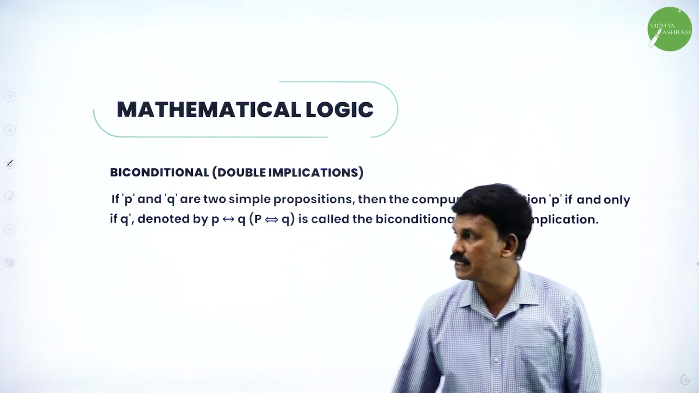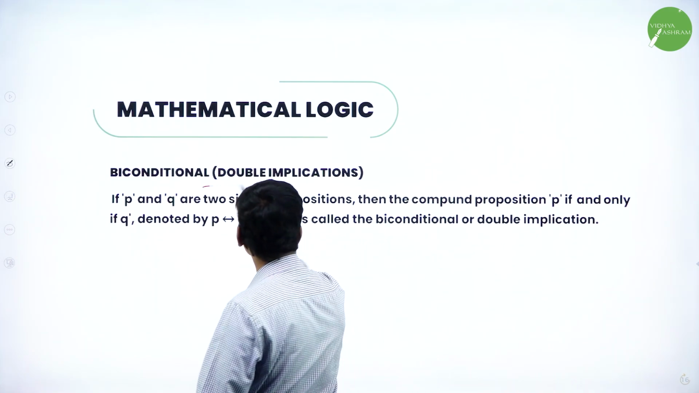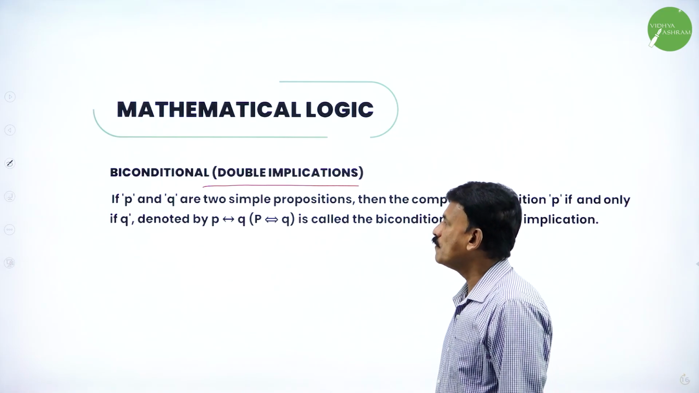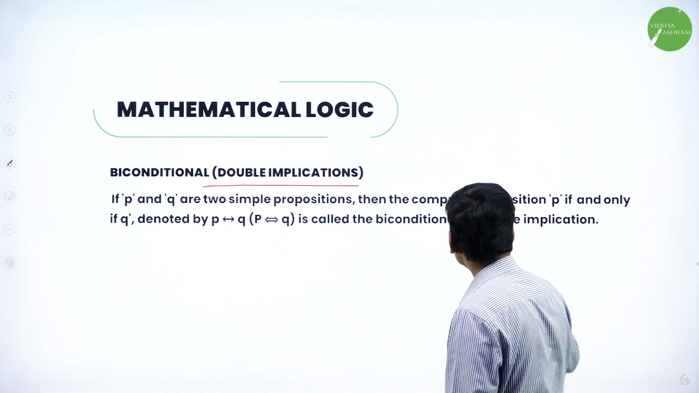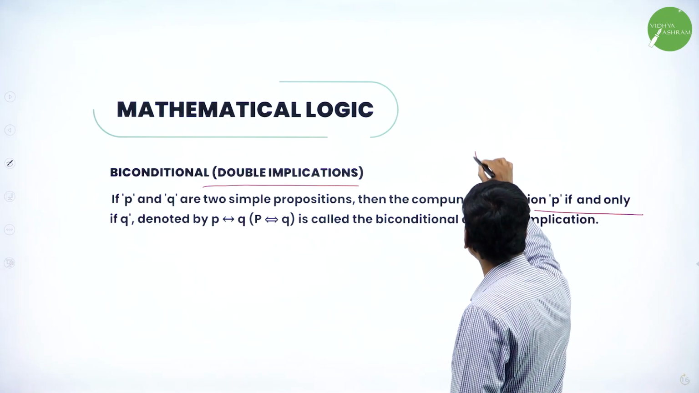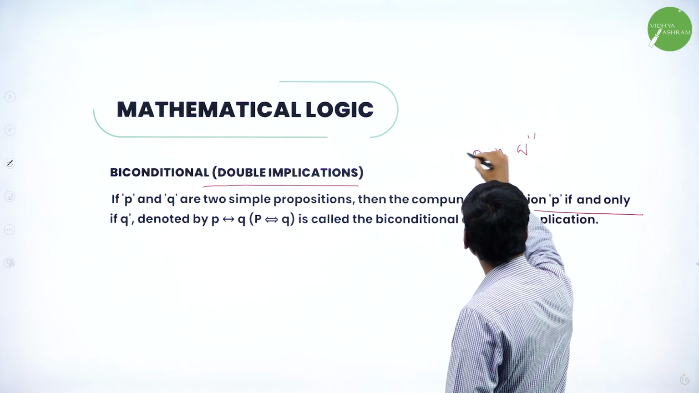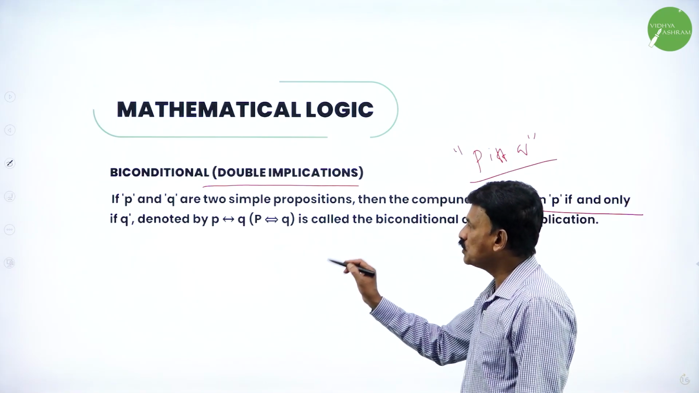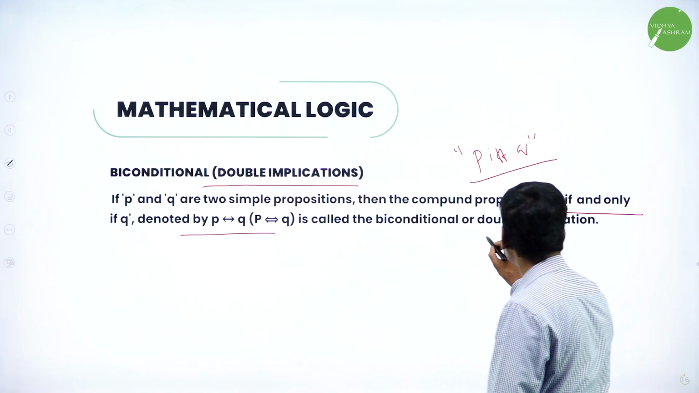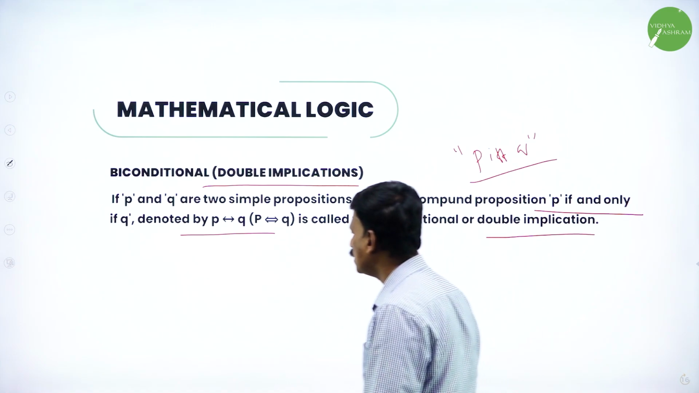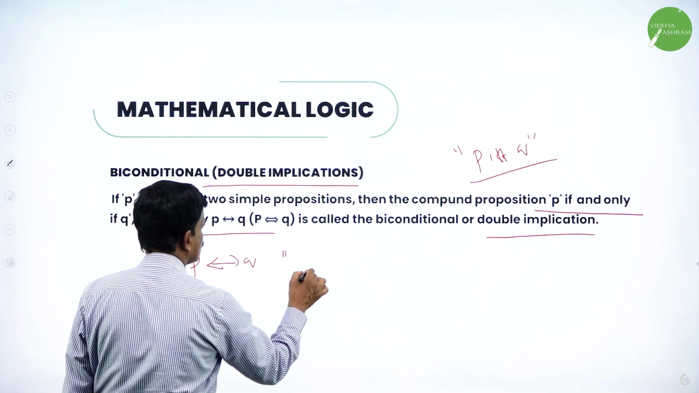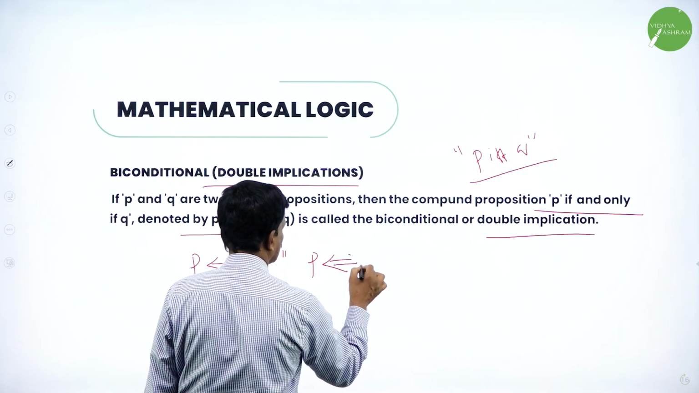That is the biconditional. Biconditional, or it is also called the double implication. First one is a single implication. Here it is double implication. That means if P and Q are two simple propositions, then the compound proposition P if and only if Q, denoted as P biconditional to Q, is called the biconditional, or the double implication. Sometimes it may also be denoted by a double implication arrow.